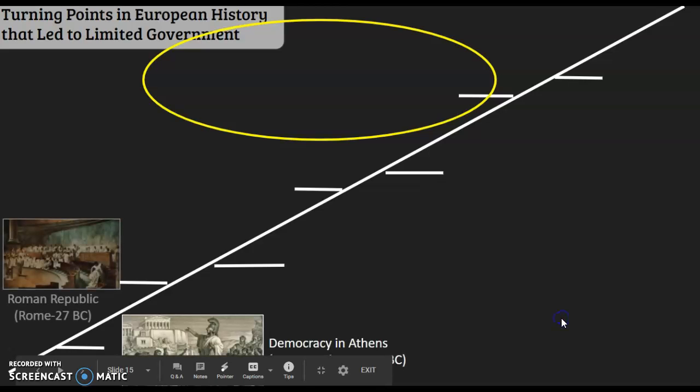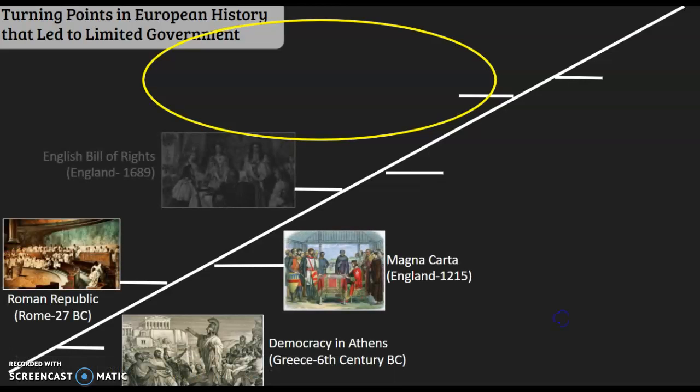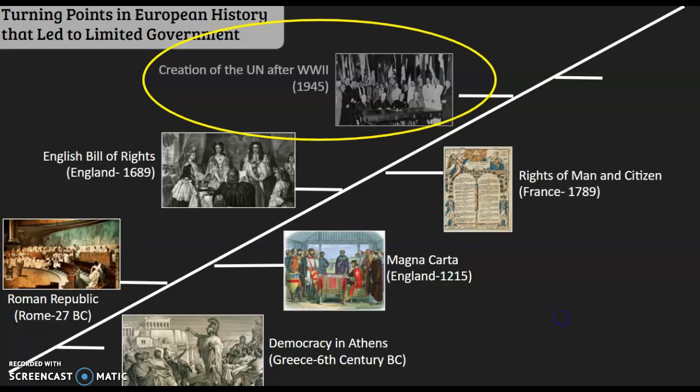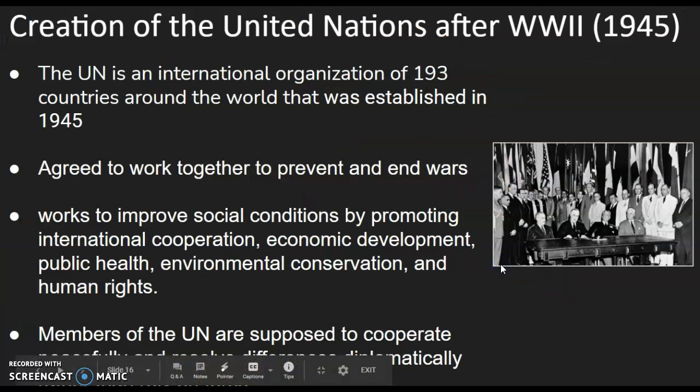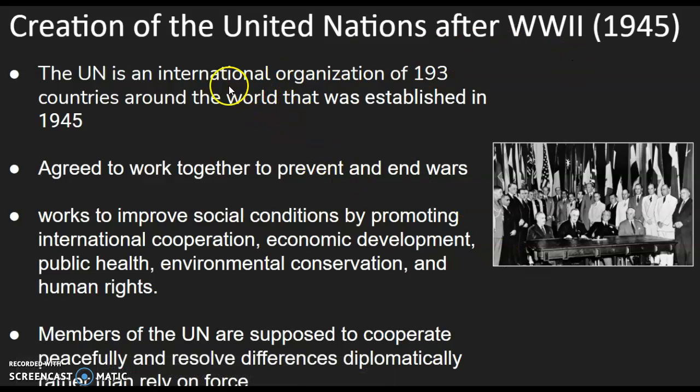Now, the next one we're going to be looking at, as you can see, we're going through this timeline. Next one we're talking about is creation of the UN after World War II in 1945. So the UN stands for the United Nations, and like I said, this happens after World War II. The UN is an international organization of 193 countries from around the world, and it was established in 1945. What this group agreed to do was work together to prevent and end wars.